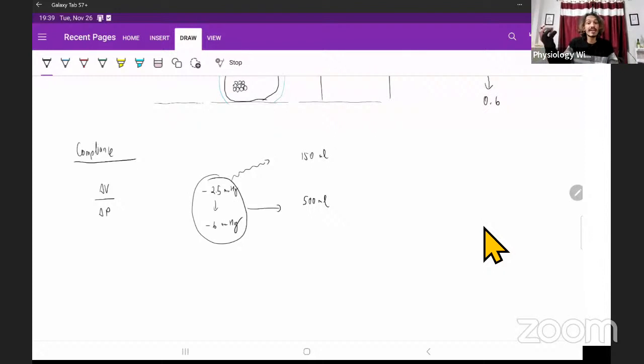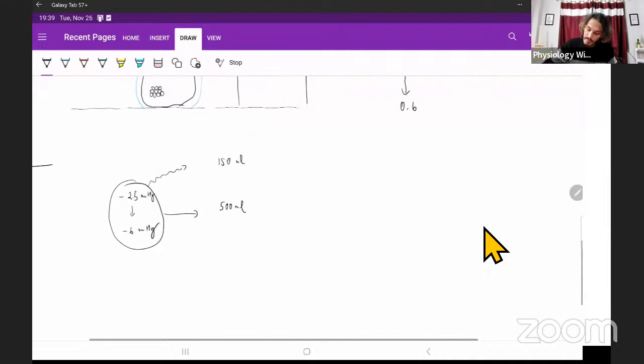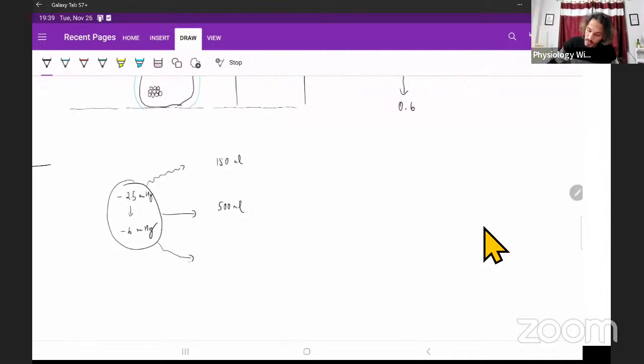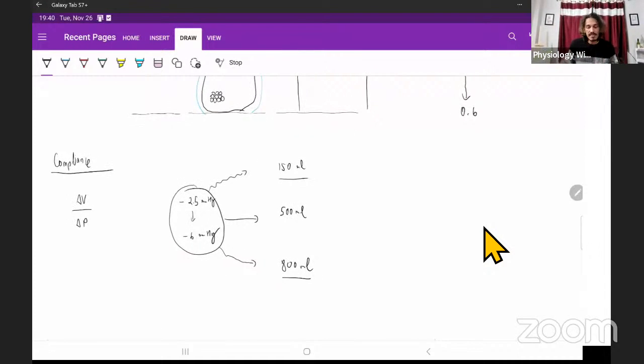We see that the compliance is less over there. On the other hand, it is going to 800 ml in another person. You see that that person's compliance is better. So for the same unit change in the pressure, how much change in the volume can happen, that is what we're trying to explain over here. This is a property of your lung.